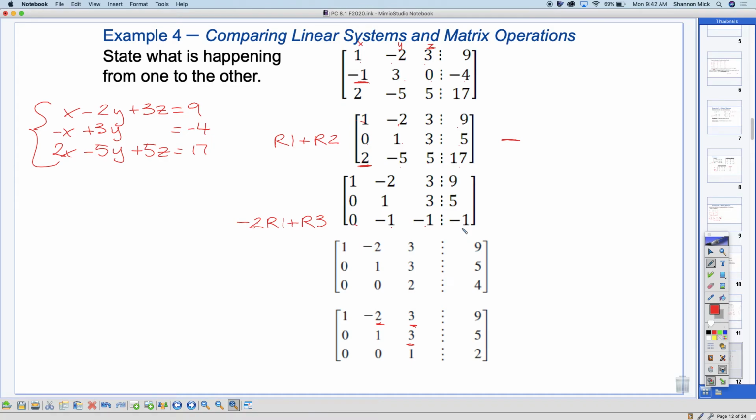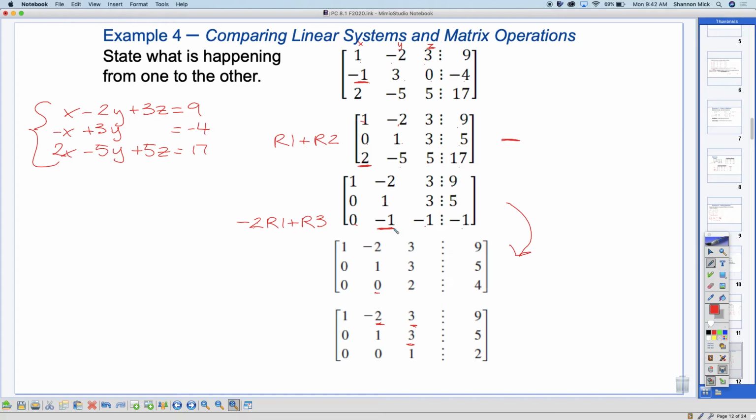So now what happened from here to here? Did row 1 change? No. Did row 2 change? No. Did row 3 change? Yes. So row 3, this went to a 0, yes? And what column is it in? 2. So what row should I look at? 2. So how could I use row 2 to get rid of row 3?